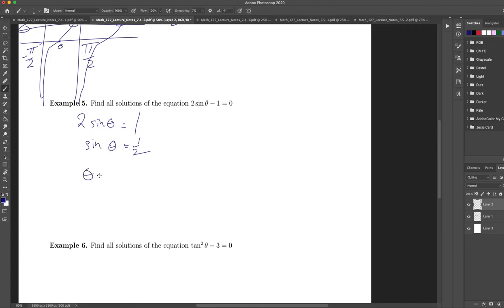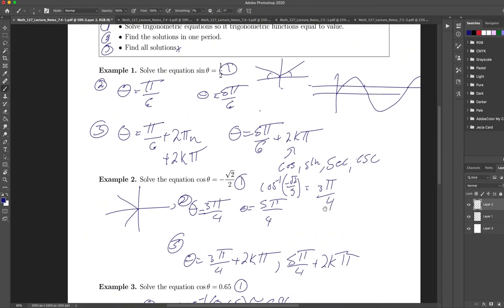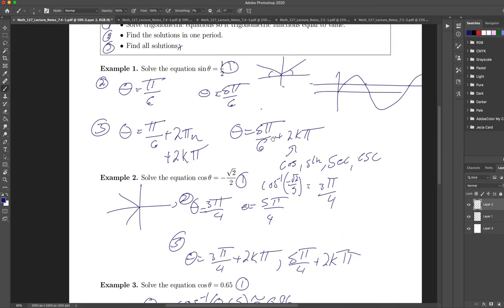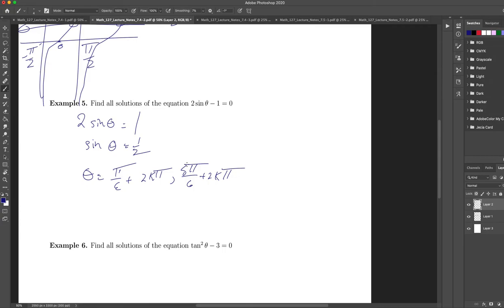So here, I'll get theta equals pi over 6 plus 2k pi, comma, 5 pi over 6 plus 2k pi. And notice we did this right here. So if you're wondering where those values came from, we did this nice and slowly in the first one. This is a little bit more standard, what you'll see. And so I'm trying to work you up one step at a time.